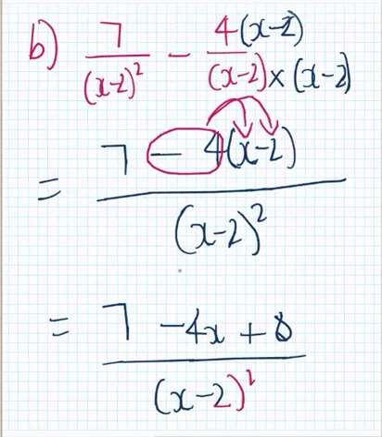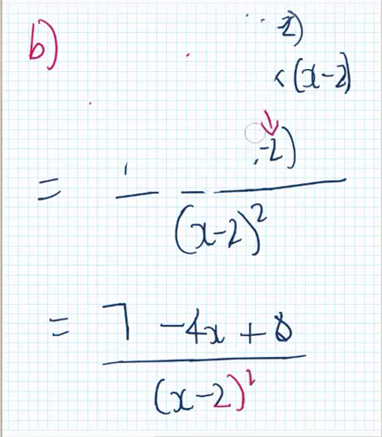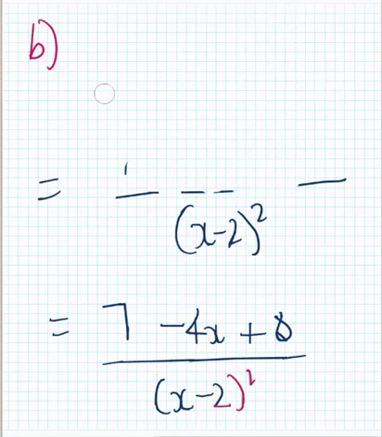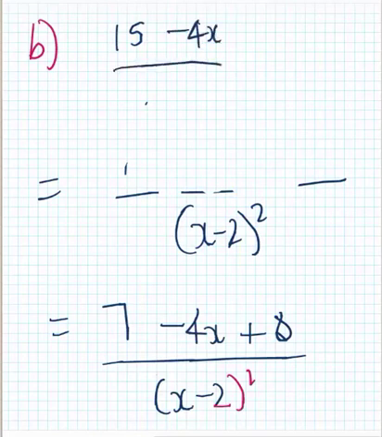And of course, what can we simplify on top? Well, I can see I got 7 plus 8. That gives me 15. And the minus 4x stays there. So I'll just write it like this. 7 plus 8 is 15. And then minus 4x over the same thing, x minus 2 squared. There's nothing else that we can simplify. If you want to check, can we factorize this, 15 and 4? No, there's no common factor. So that would be your final answer.